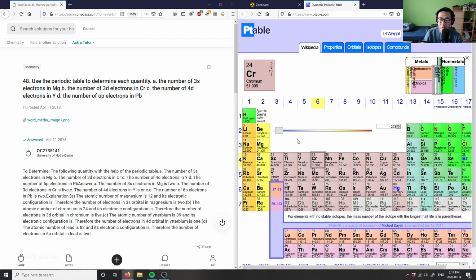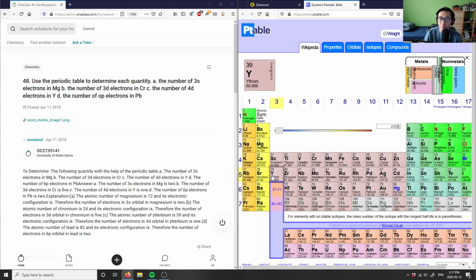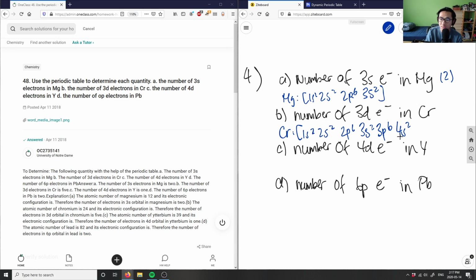In chromium, number 24 here. So again, I can write out my electron configuration for chromium. It'd be 1s2, 2s2, 2p6, 3s2, 3p6, 4s2, and then I have 1, 2, 3, 4, right? So this would be the 3d block, so this is 3d4.